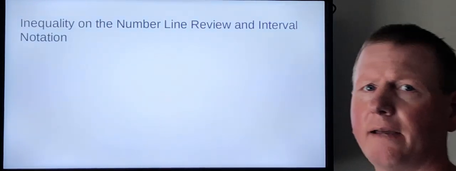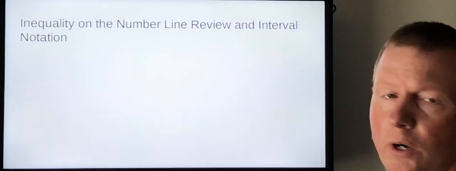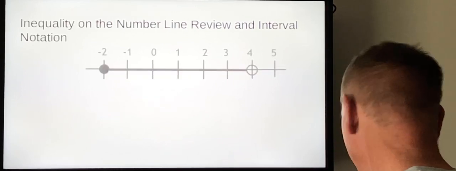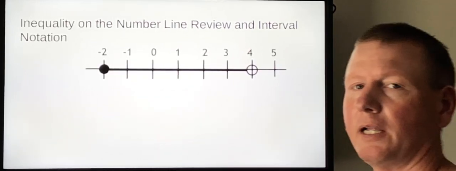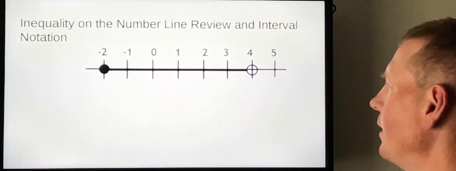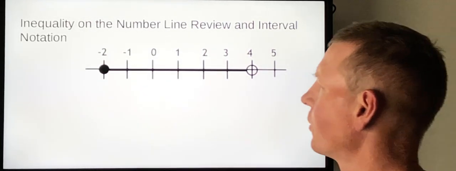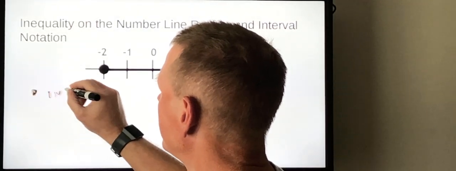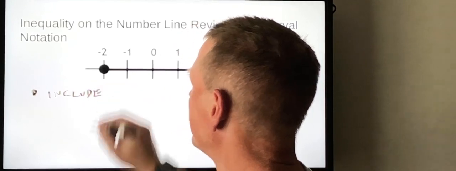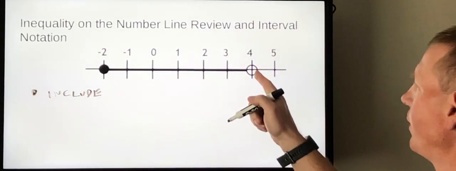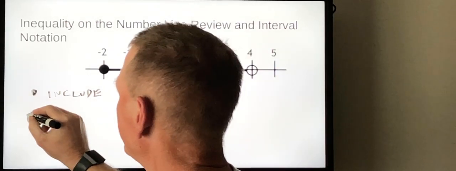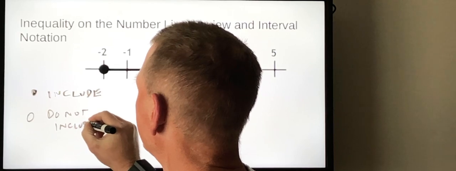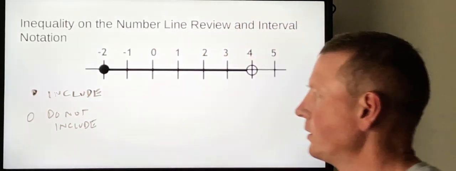Okay, before we dive into this, let's just do a little bit of inequality review from the number line and talk about what interval notation is. If this is my number line, we learned in algebra class that if I have a colored in circle, that indicates that we're going to include that particular number, and if I have an open circle, I do not include it. So that's an important piece of information here.